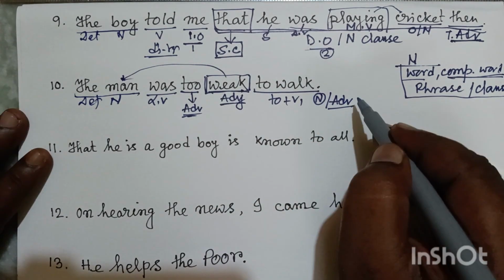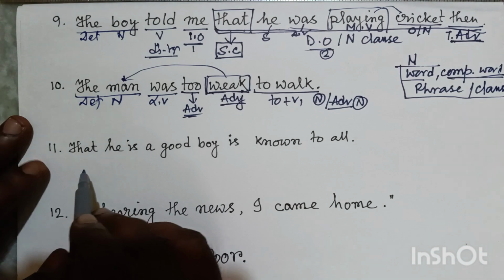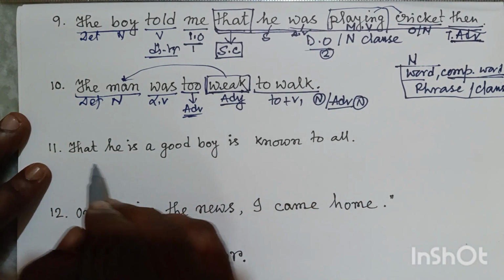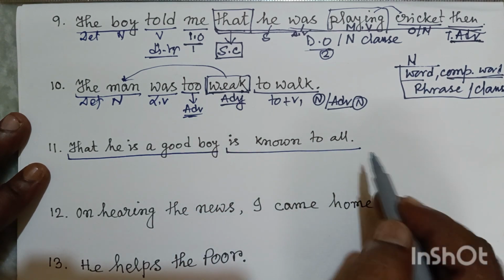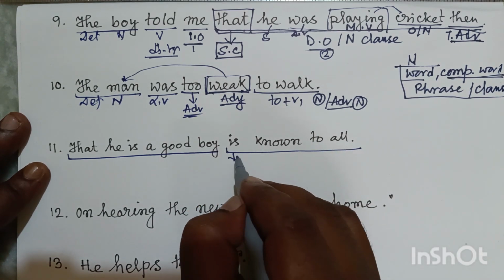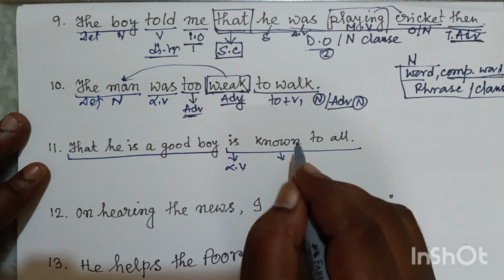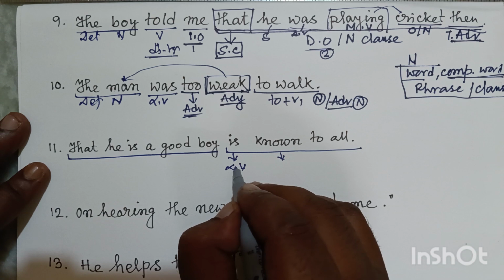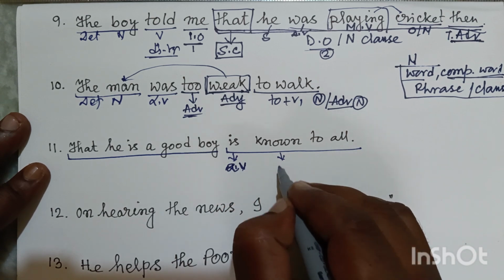Here it is used as a noun. Now, my dear friends, in the next sentence, you can see that "he is a good boy is known to all." Friends, this is the subject and this part is the predicate. "Is" is the linking verb. "Known" is the main verb. It's not a linking verb. It is an auxiliary verb. It is the main verb.